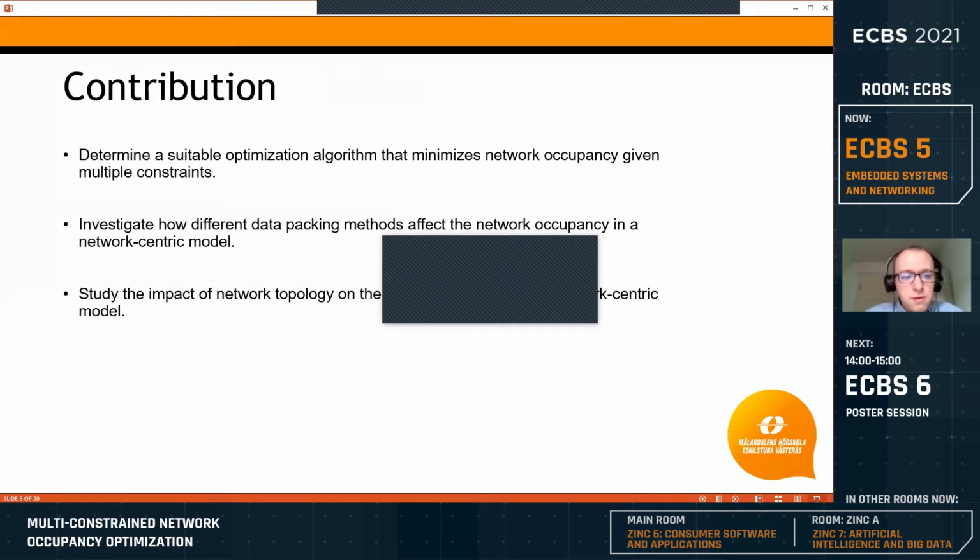Regarding the contributions, first we determine a suitable optimization algorithm to solve this multi-constraint optimization problem. We also investigate how different packing methods can affect the reduction in network occupancy in network-centric models, and we study the impact of different network topologies on reducing the network occupancy in the network-centric method.